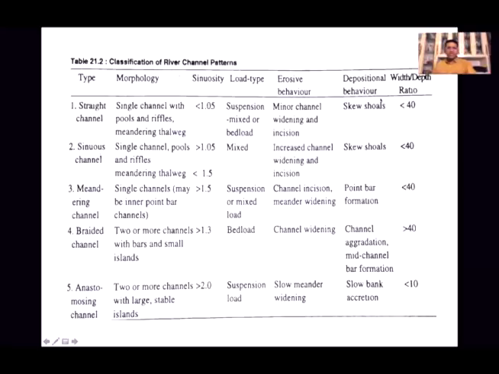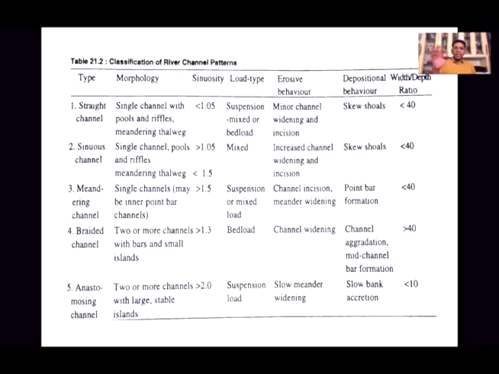Straight channels will have less widening, whereas meandering ones will have more widening. Understandable, a meandering river is going to be very, very broad. How is the width to depth ratio? If it's a straight river, the width will be less, so the W by D ratio is less. If it's a meandering river, the width is more, so its W by D ratio will be more.